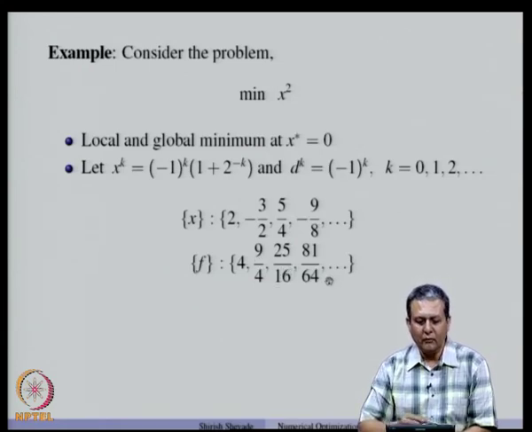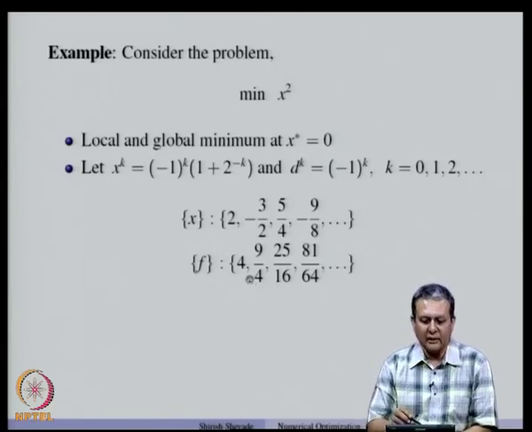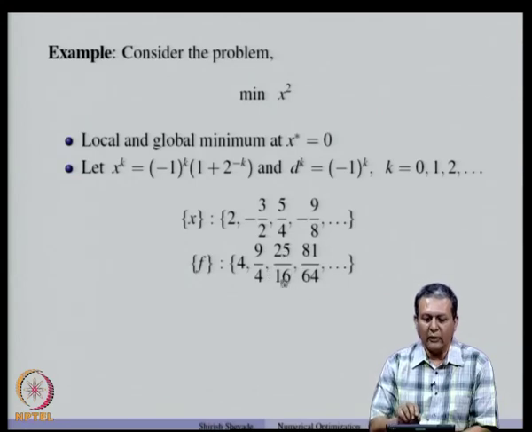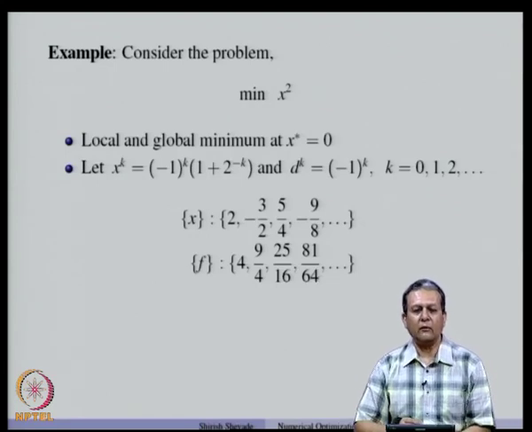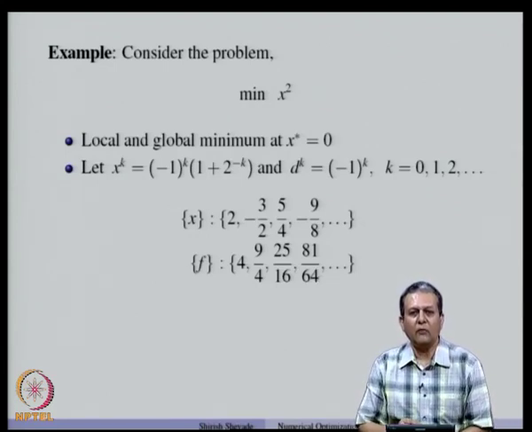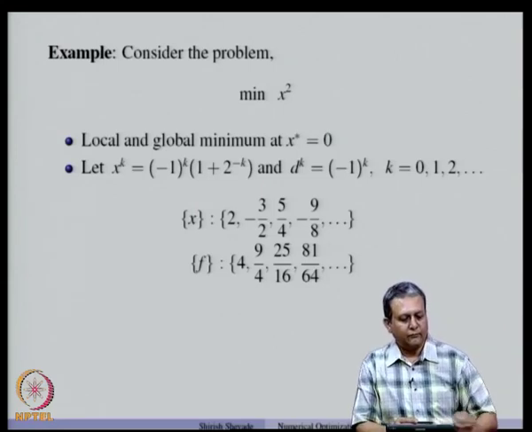Now, you will see that this algorithm has generated a sequence xk such that f of xk plus 1 is less than f of xk. You will see that 4 is greater than 9 by 4, 9 by 4 is greater than 25 by 16 and so on. Every time the algorithm moves to a new point in the sequence, the function value decreases. So, this is what we were looking for: we wanted an algorithm which will reduce the function value in every iteration.